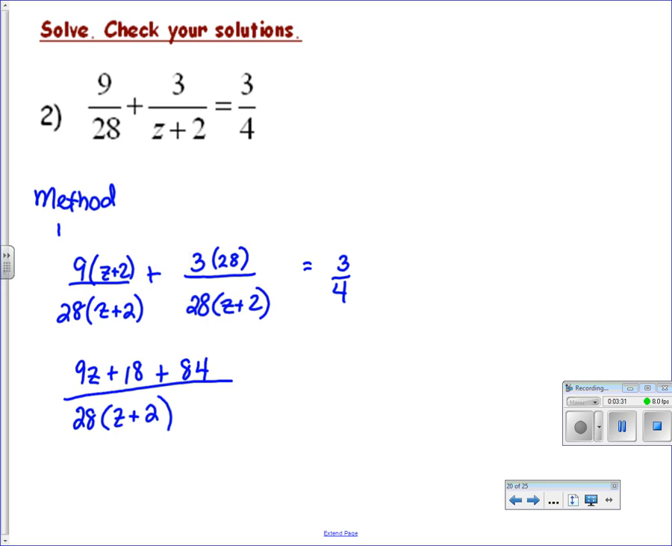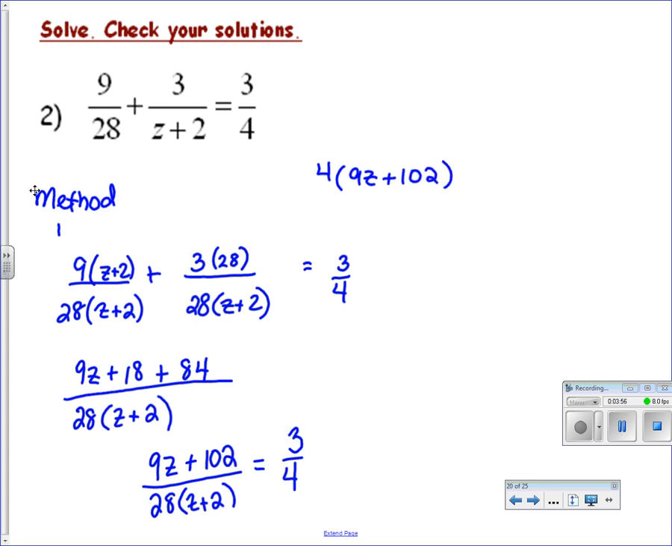Now I can clean up my numerator a little bit and set it equal to the 3/4. Do you know what we're going to do? We're going to cross multiply. So I'm going to do 4 times 9z plus 102, and then 3 times 28 times the z plus 2. We can combine that 3 times 28, which was 84.